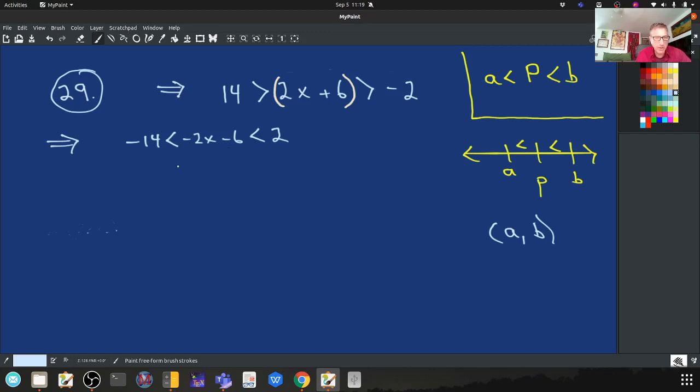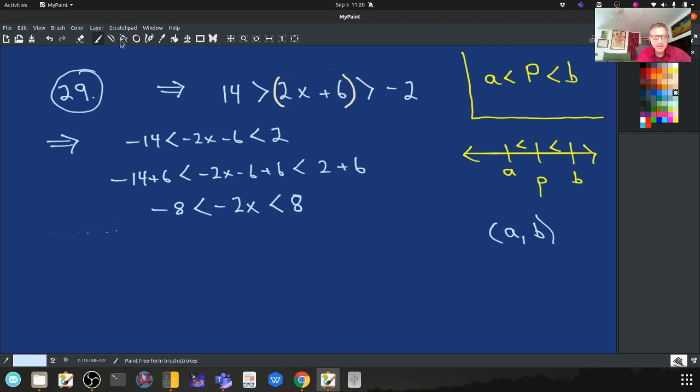So again, let's just go ahead. Let's add 6 to both sides, to all three sides. So I'm going to add 6. So 14 minus 14 plus 6 is minus 8. Minus 2x minus 6 plus 6 is minus 2x. And 2 plus 6 is 8.